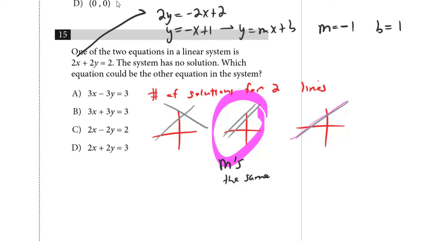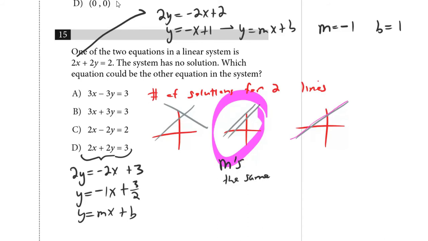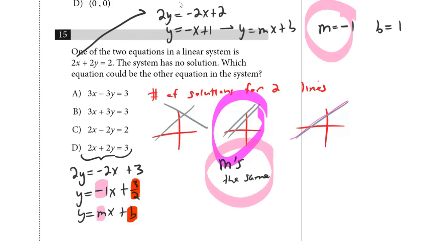So we need to know which of the given equations has a slope of negative 1. The way to really do that is to go ahead and convert them all to y equals mx plus b. So in this one here, if we take away 2x from both sides, we have 2y is negative 2x plus 3, and then divide by 2, and we get negative 1x plus 3 over 2. That is an mx plus b with a y-intercept of 3 over 2 and a slope of negative 1, and that's what we were looking for. We needed the same slope, and the other slope was negative 1, this slope is negative 1, and so the answer for number 15 is going to be D.